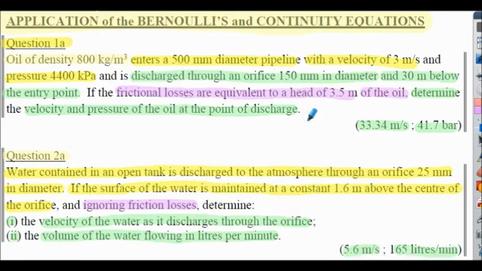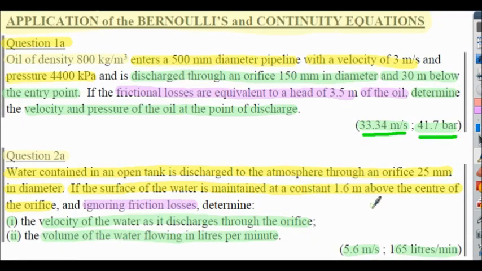I would encourage you to stop the presentation and try and attempt question 1A and 2A. As a hint for question 1A, we firstly need to apply continuity to the information given to find the velocity at the outlet, and then apply Bernoulli's equation to find P2, the pressure at the outlet.